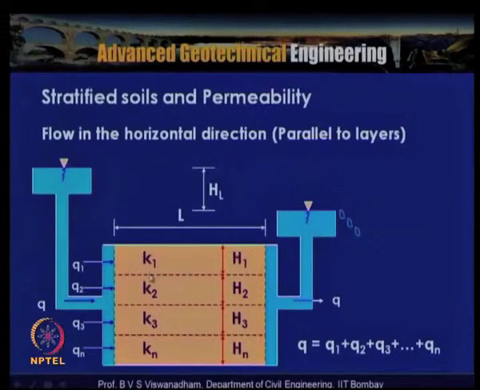So, these soils can have permeabilities K1, K2, K3, K4 and so on to Kn. The equivalent permeability in the horizontal direction is K equivalent in the horizontal direction, or KH, and the total thickness of the soil layer is H1 plus H2 plus H3 and so on to Hn. So, here the condition is that Q in is equal to Q out.